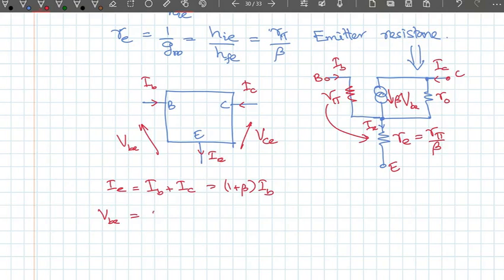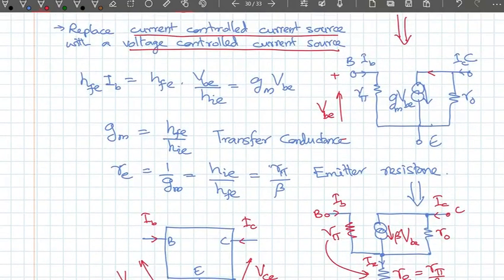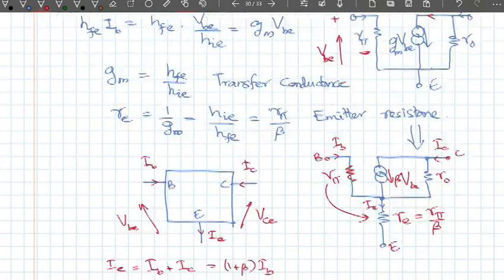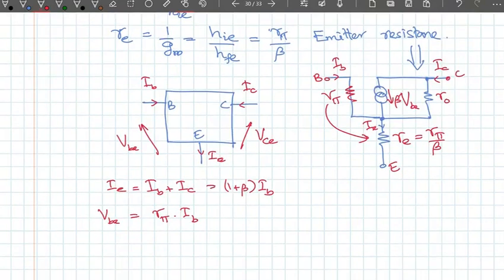So VBE is equal to IB times R pi, which is also equal to, so you can have a look at it, R pi when it was in the base side, the current through it was IB. So that's why it's the VBE. There was nothing else in the emitter side.